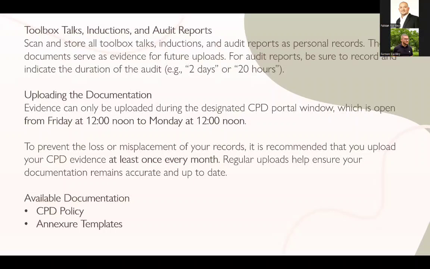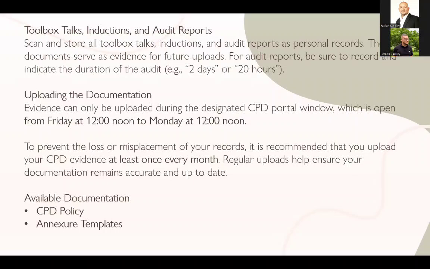Lastly, the documentation that will be distributed will be the CPD policy, which is very important. Please, as a registered person, please make sure you read the CPD policy so you understand the reason why CPD is so important and the intention behind it. And then lastly would be the annexure template. So the annexure templates will be distributed as well on a group, so it will be accessible to you. Please ensure that you make use of those templates.